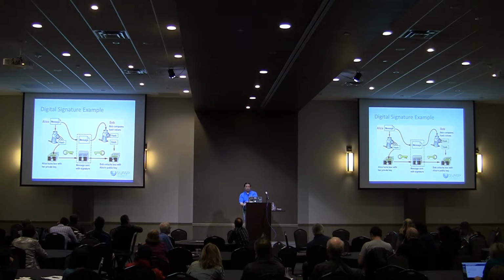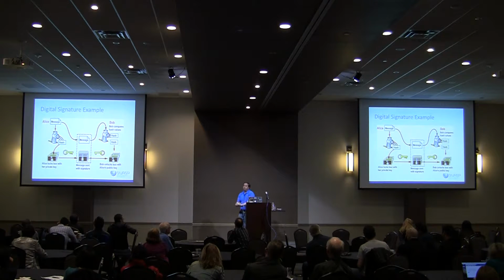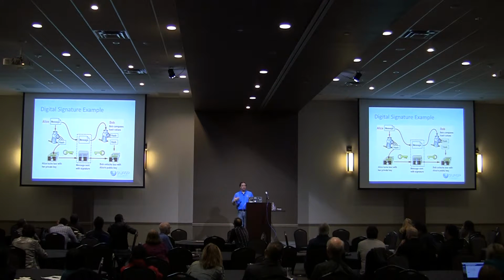If the hashes are the same, then he knows that Alice is the only person who could have possibly sent that message, because she's the only person who has her private key. If the hashes don't match, then he knows that somebody tampered with the message. It is no longer the same message that Alice sent. Does that make sense? Questions?